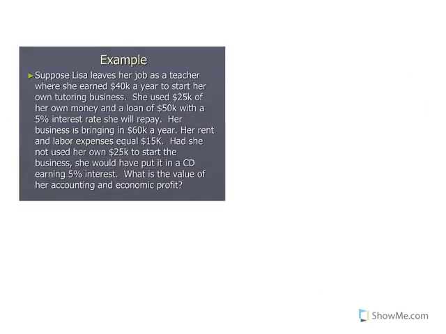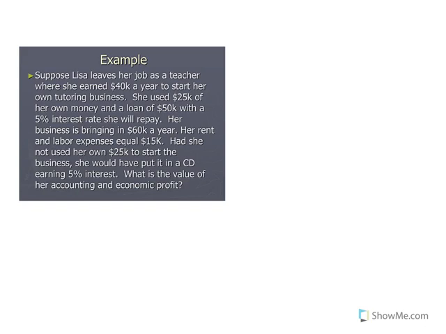All right, so let's do one more example so that we again understand how to calculate the difference between accounting profit and economic profit for an individual. So suppose Lisa leaves her job as a teacher where she earned $40,000 a year because she wanted to start her own tutoring business. She used $25,000 of her own money, and she also took out a small business loan of $50,000 with a 5% interest rate that she's going to repay.